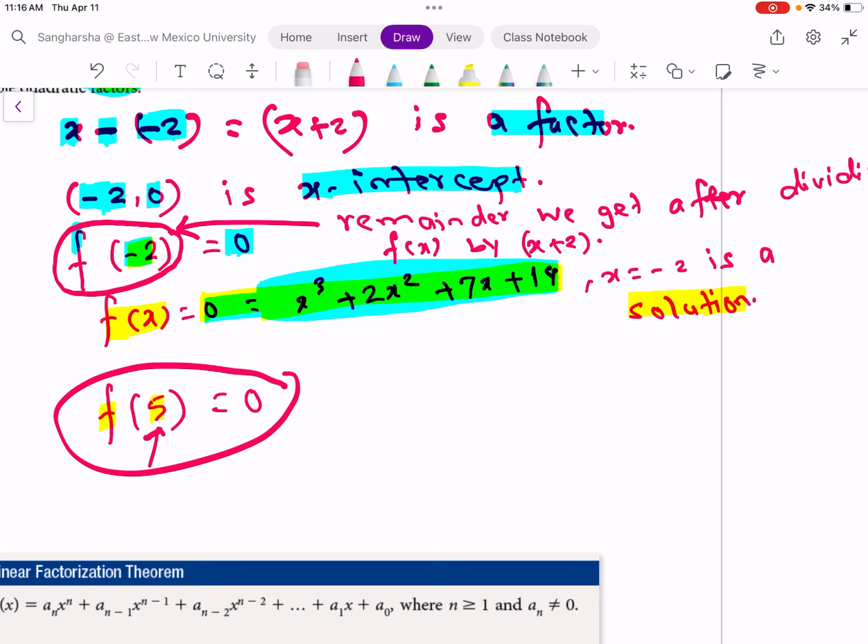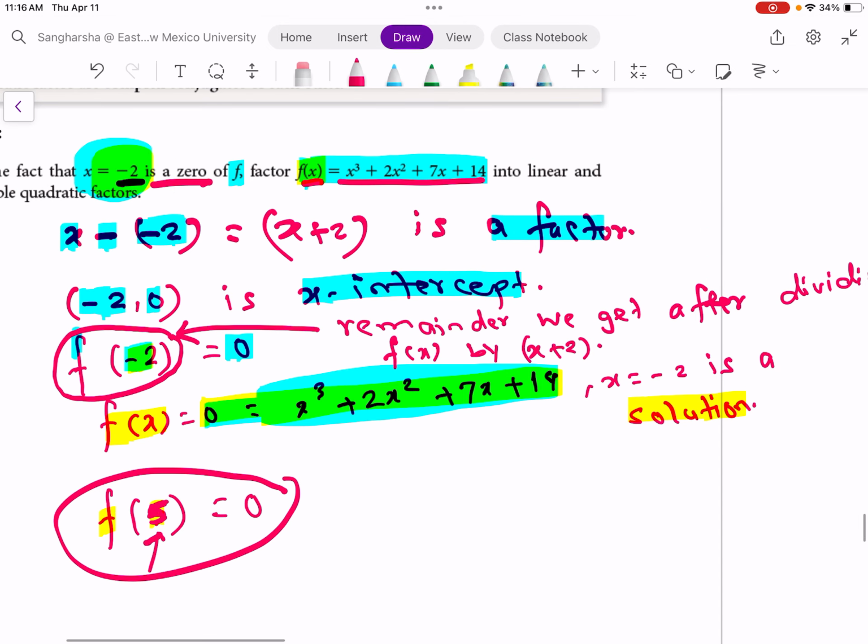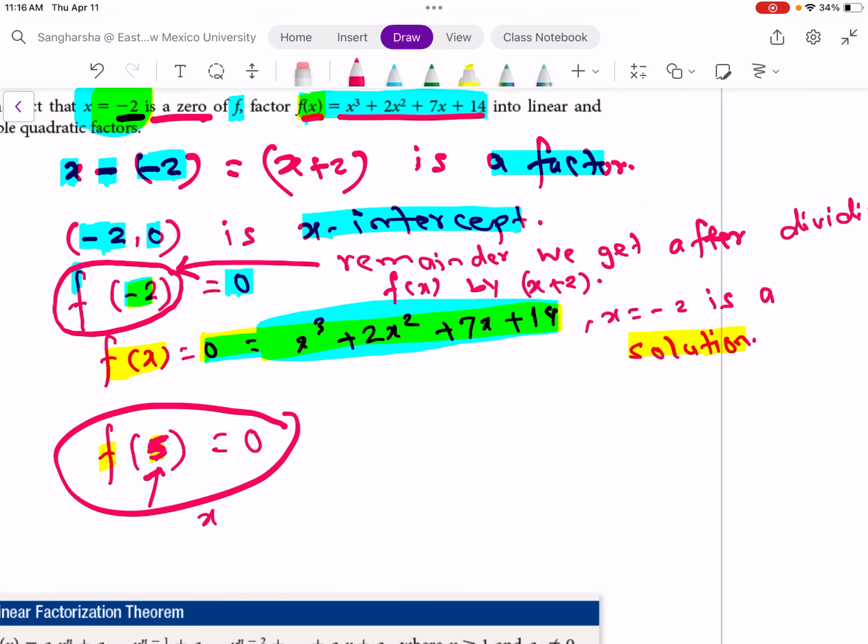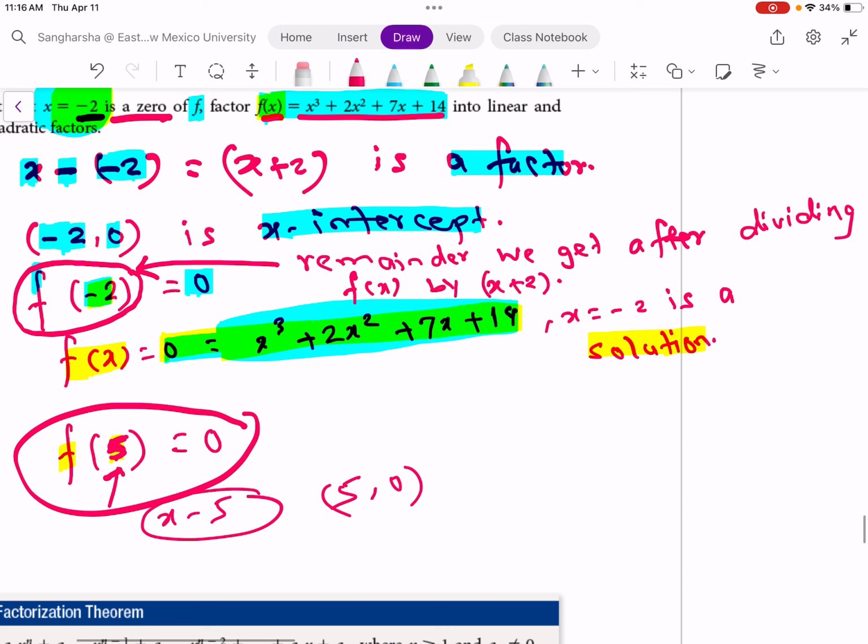So we know f of 5 is equal to 0. Now what do we call this 5? 5 is the real 0, right? x minus 5 is a factor. 5, 0 is the x-intercept. Next, 5 is also a solution. So from one real 0 we can get this information. You should know all of these.